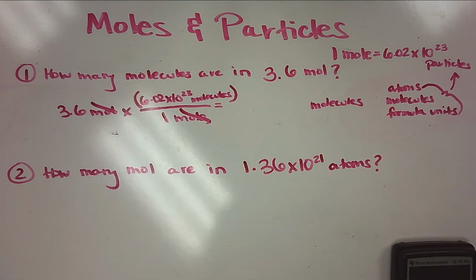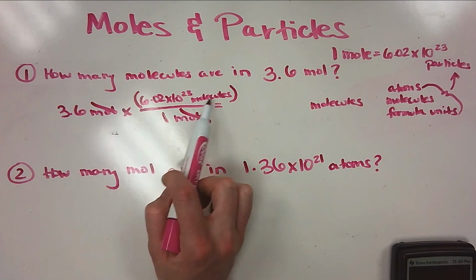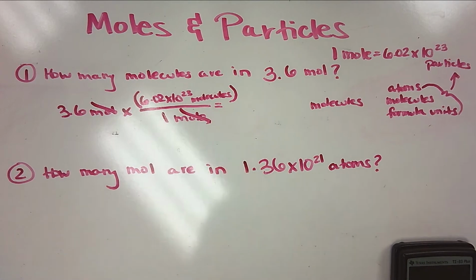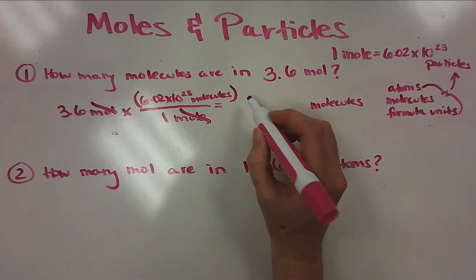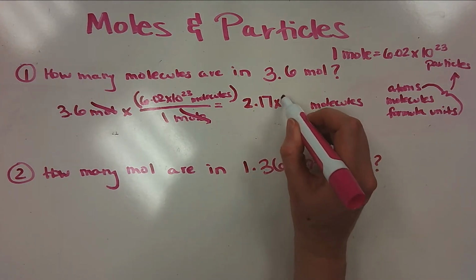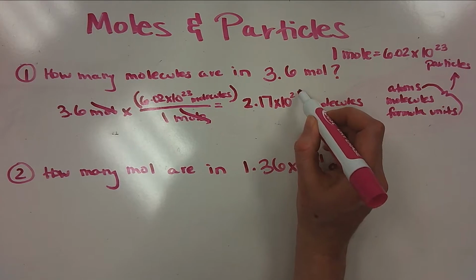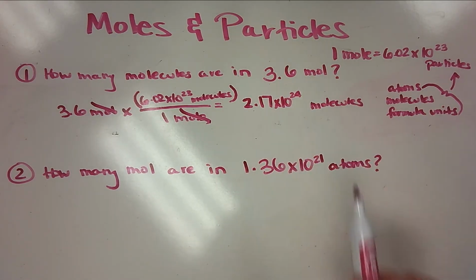Now this becomes a calculator problem. So you're going to type in 3.6. You're going to multiply it by this number. Go ahead and put that in parentheses. So 3.6 times 6.02 times 10 to the 23rd. When I do that, I get 2.17, we'll round, times 10 to the 24th molecules in 3.6 mole.